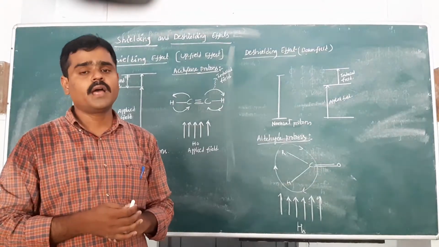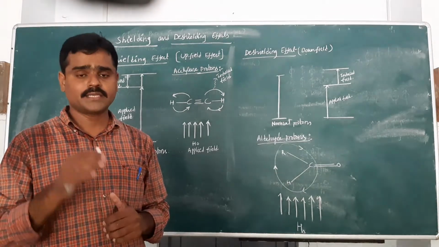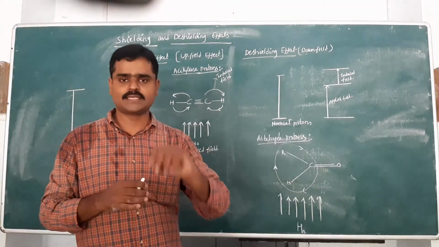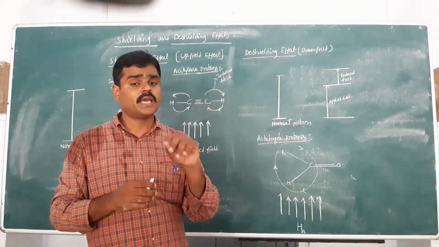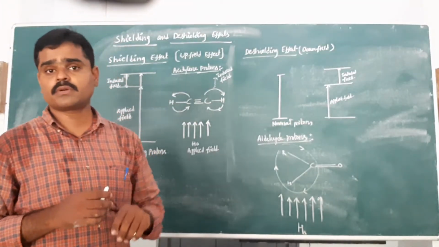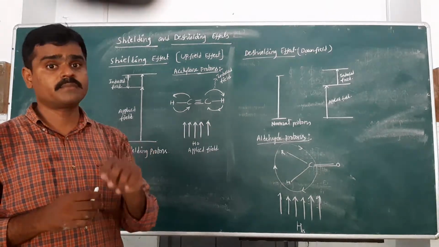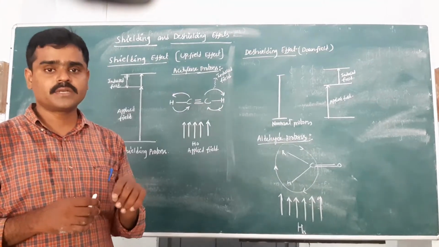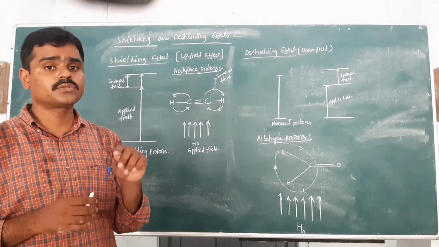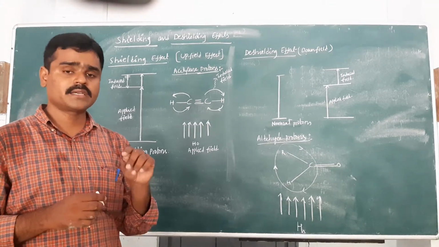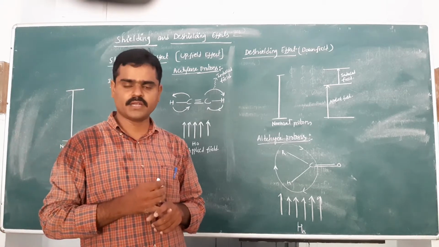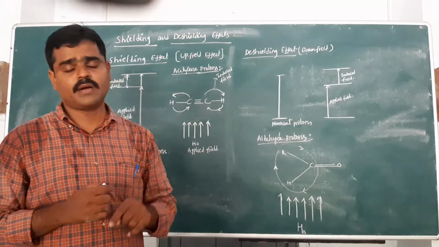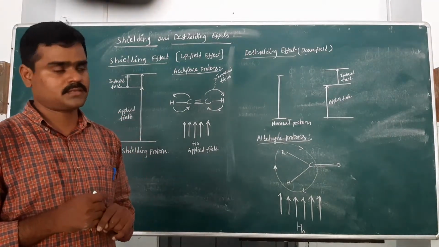You know that. At the same time, when we place the compound in the external magnetic field, the electrons neighboring the protons are affected by the external magnetic field. That means the electrons are caused to circulate and they give a secondary magnetic field. The electrons produce a secondary magnetic field around the protons.